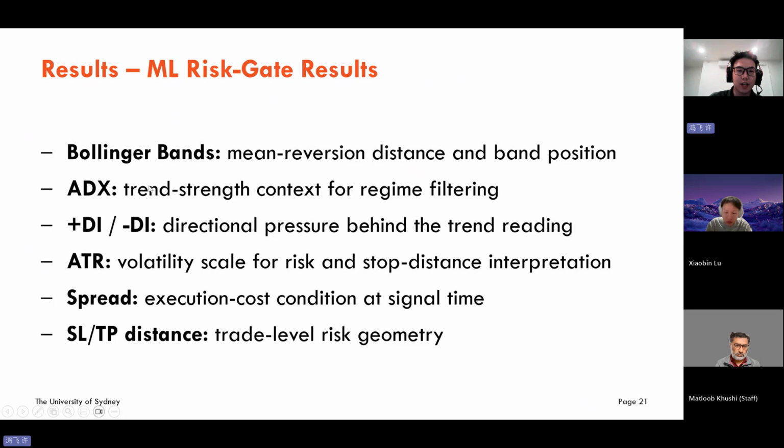These are the indicators I have for this data set. The first one is Bollinger Band, and then ADX, and the direction of the ADX, going up and going down. And ATR is for the stop loss and take profit, and there's a spread and stop loss and take profit distance. So I chose these as my indicators. I keep it minimal.